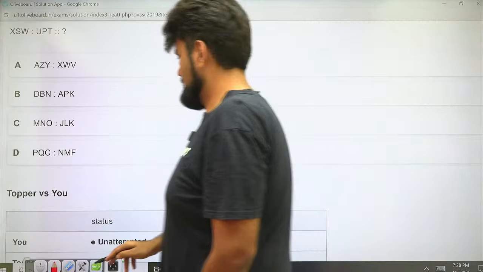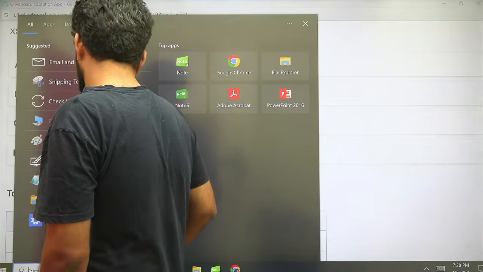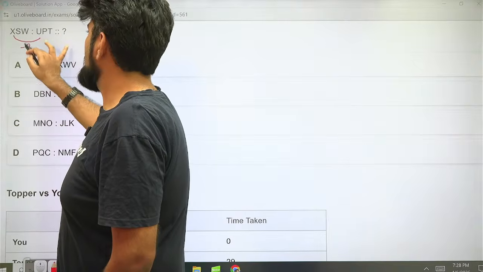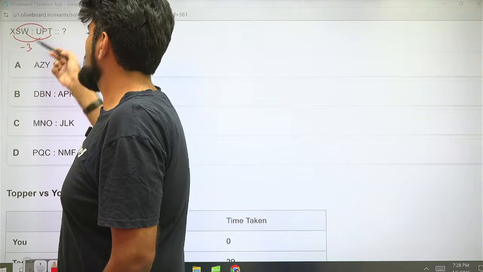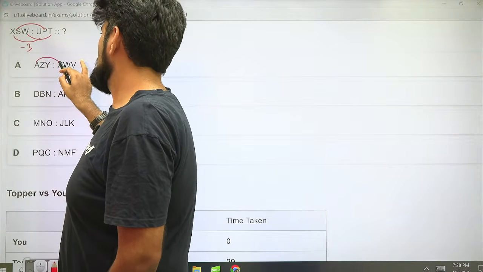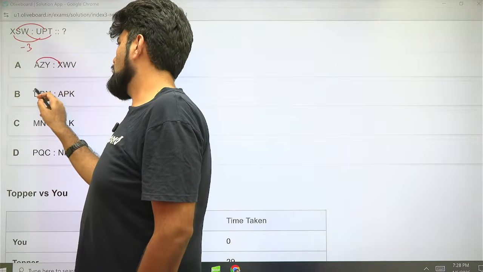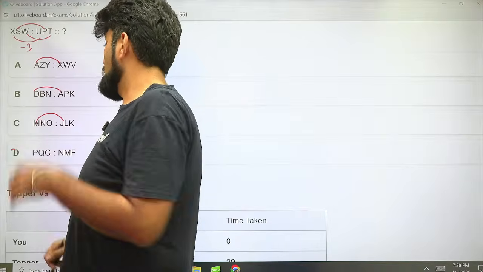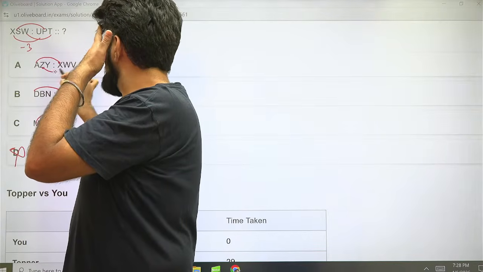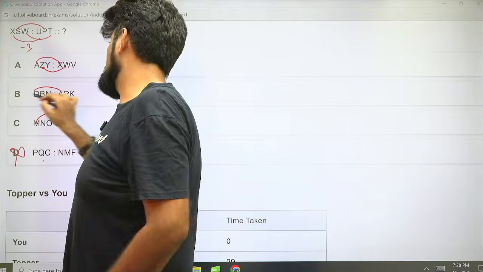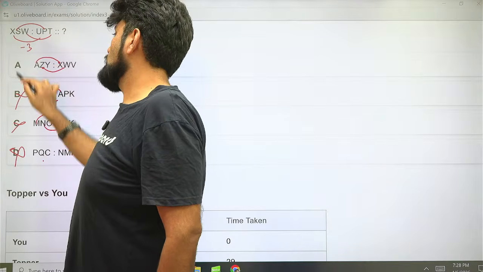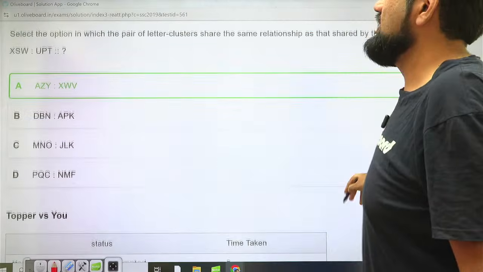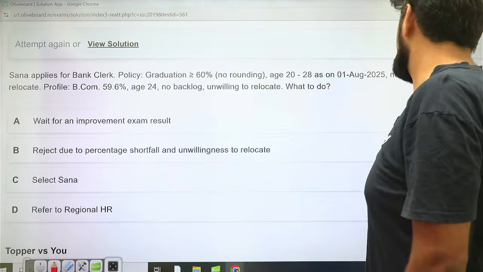XSW UPT. So 24 minus 3, 21, 19 minus 3, 16, 23, this is minus 3 only. So 1 minus 3, 27 minus 3 is 24, 4 minus 3 is 1, 13 minus 3 is 10, 16 minus this is gone. It's not an option. Then this is true, 2, 16, this is gone, 14, 12, this is gone. So option A is the correct answer. You're just subtracting 3. That's it. 29 seconds. Okay, not bad. Next.